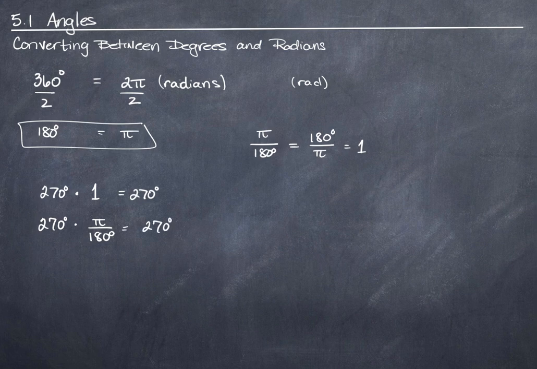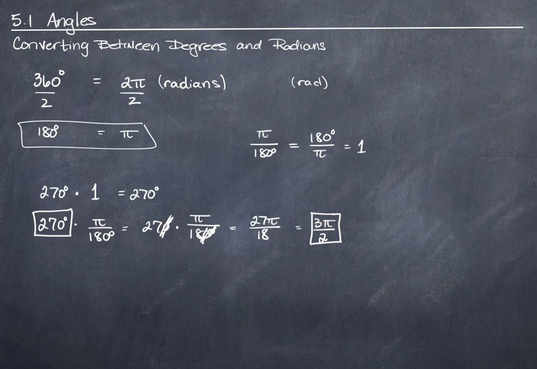270 degrees times pi divided by 180 degrees. My units cancel. If I divide by 10, my zeros cancel. And I'm left with 27 pi over 18. 9 goes into both 27 and 18, so I can write that as 3 pi over 2, because 9 goes into 27 3 times and into 18 2 times. So the angle in radians, 3 pi over 2, is equivalent to the angle in degrees, 270 degrees.